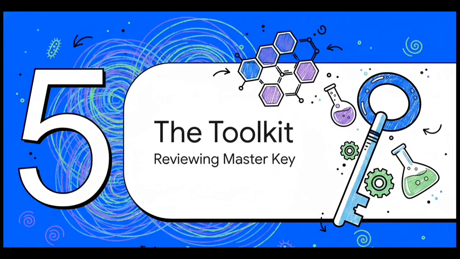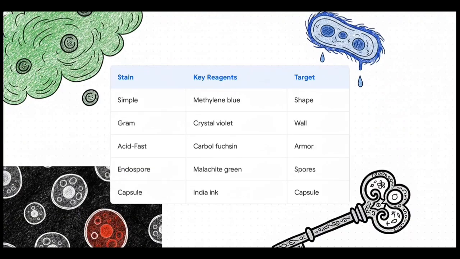Wrapping it up with part 5, the complete detective's toolkit. Reviewing the master key. Let's bring all these incredible chemical lenses together into one ultimate reference guide. So here's the master cheat sheet. Every single technique we've covered has a highly specific target and a totally distinct visual code. Whether you're using steam to uncover hidden spores or alcohol to test cell wall thickness, you're manipulating chemistry to reveal biology. From the clear halos of capsules to the bright red of acid-fast armor, you've now got the master key.